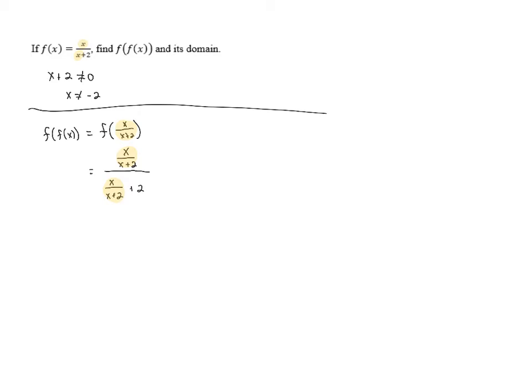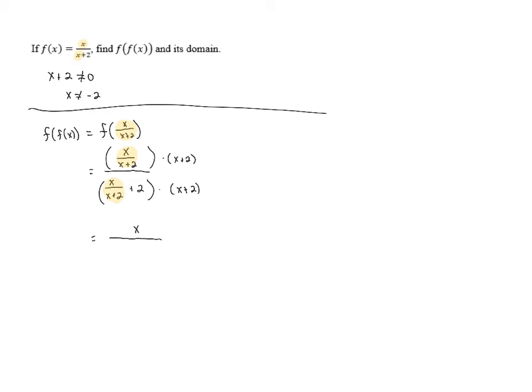Now, we have this expression, which represents our composition f of f of x, and this is a complex fraction. So to simplify it, we need to multiply the top and bottom by the LCD, and the only denominator in these smaller fractions is x plus 2, so that is automatically going to be our LCD. In the top, when we multiply x over x plus 2 times x plus 2, the x plus 2's cancel, and we're just left with x.